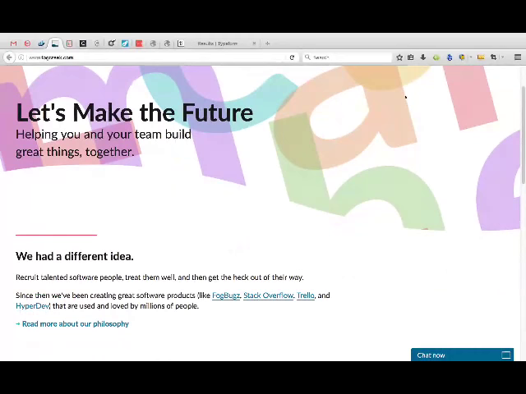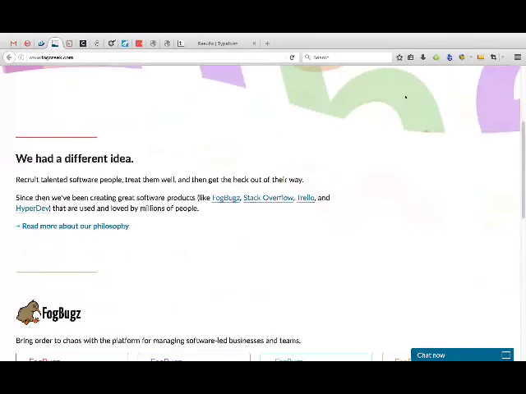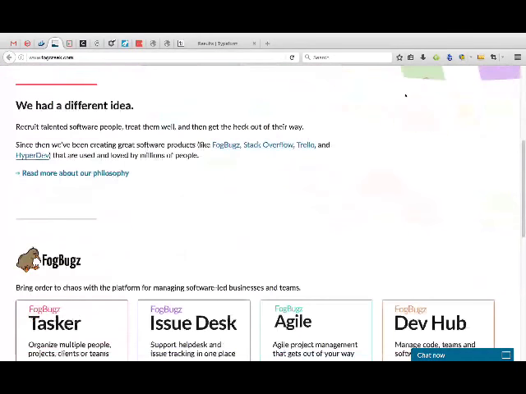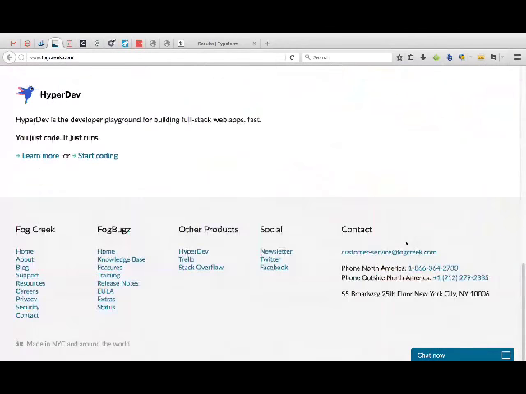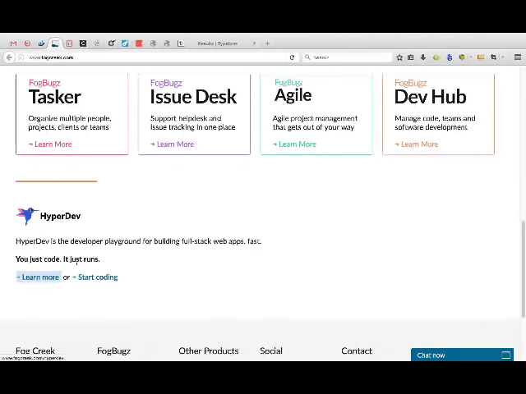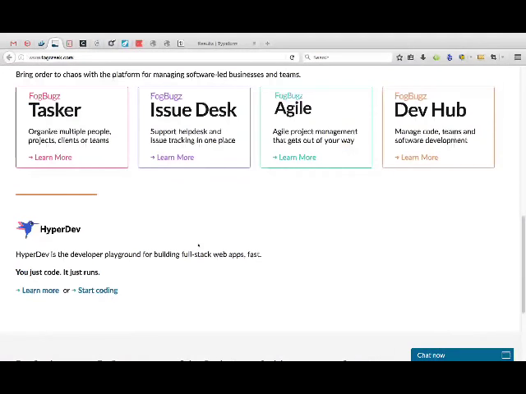Something like, we are the proud creators of Trello and Stack Overflow, et cetera. We had a different idea, different from what? Fog Bugs. Is that coded language? I'm unclear. Coded, not coded, like sociologically, not like programming.